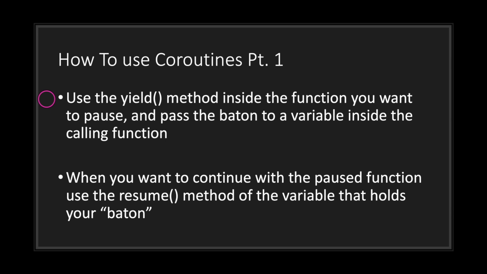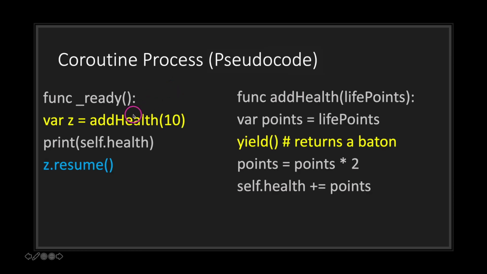Well, it's fairly straightforward. What you want to do is use the yield method inside the function you want to pause and pass the baton to a variable inside your calling function. When you want to continue with the paused function, use the resume method of the variable that holds your baton. So as you can see here, our variable z is inside our calling method, which is function ready.